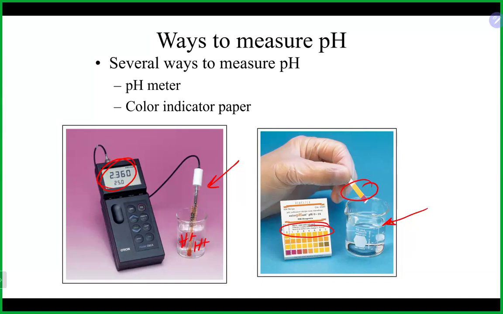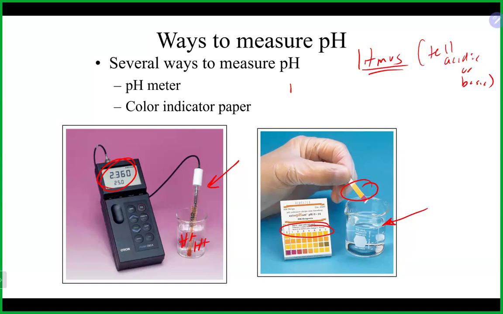We also use litmus paper. It is not to measure the pH, but it will tell us is it acidic or basic. So sometimes we'll use litmus paper to help us determine if some solution is acidic or basic. Once again, it doesn't tell you the exact pH or anything like that. It just basically tells you whether or not the solution is acidic or basic.